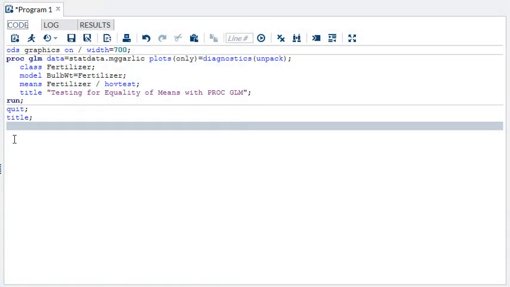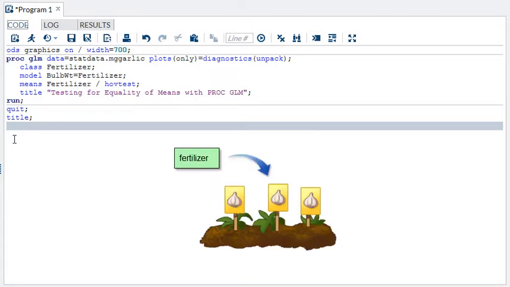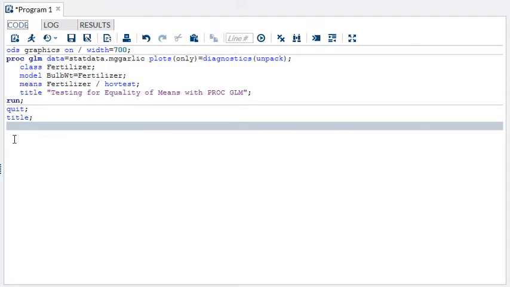Let's use this PROC GLM statement to first verify the ANOVA assumptions. Then, let's test our ANOVA model to answer the question of whether the type of fertilizer the farmers use affects garlic bulb weight. Let's submit this code.